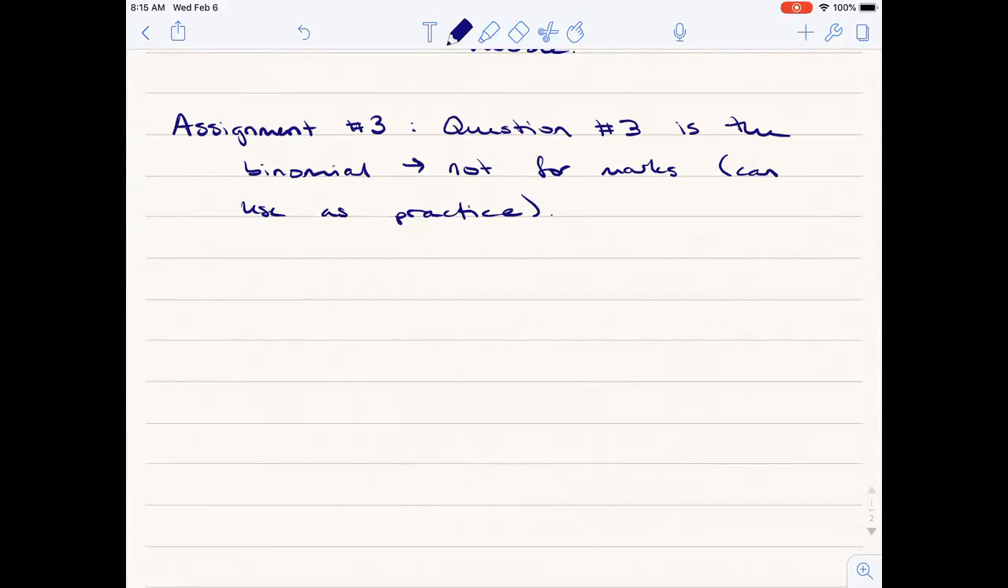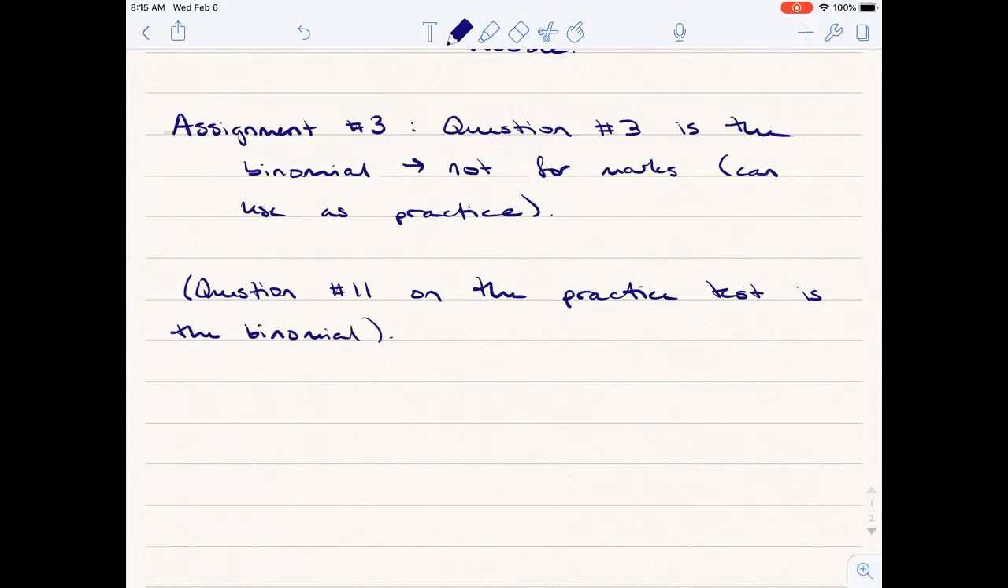Okay, let's see here. Also, question 11 on the practice test is the binomial. So you'll want to make sure that you have those notes, the 3.4 notes. If not, come grab them after, in case you want to go through.